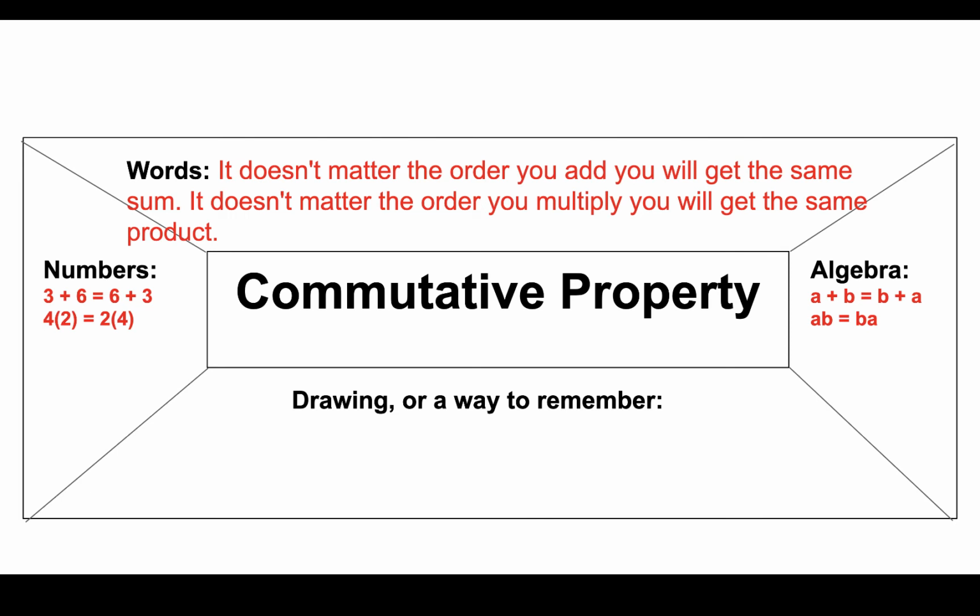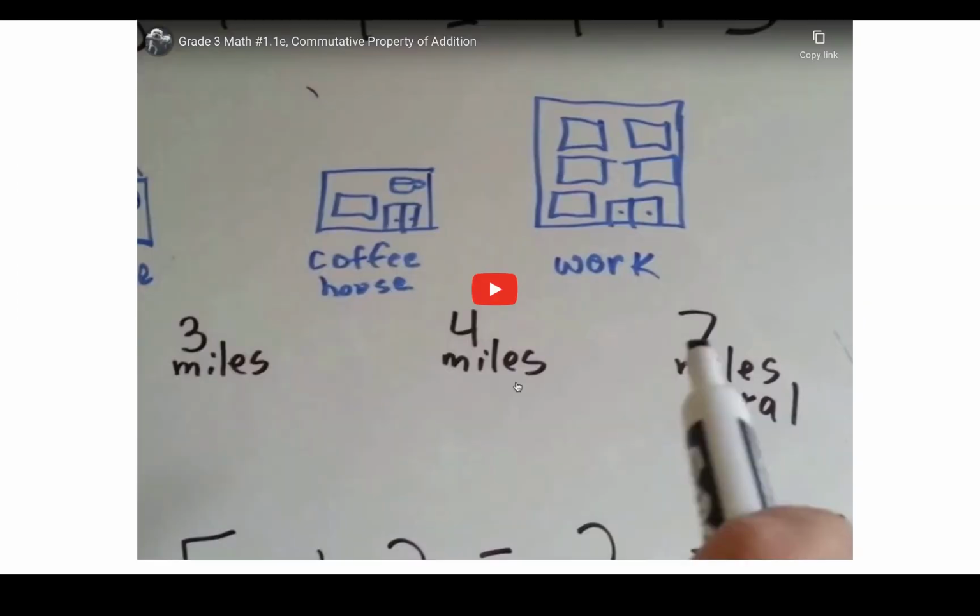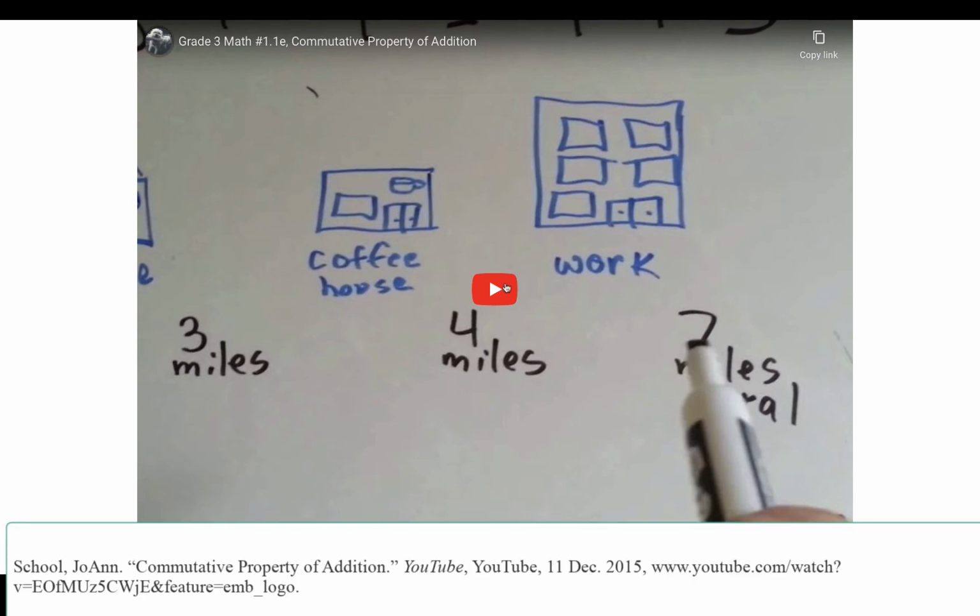Next, whenever it comes to the drawing or a way to remember these properties, I'm going to give you a video, and hopefully the video will just kind of inspire or give you a little bit more information on what these properties are. So with that said, let's watch part of this video together and be thinking of a way that you could draw or a way to just represent the commutative property.